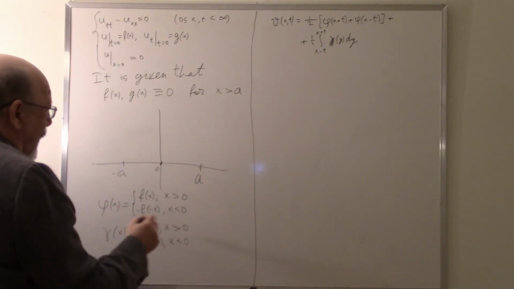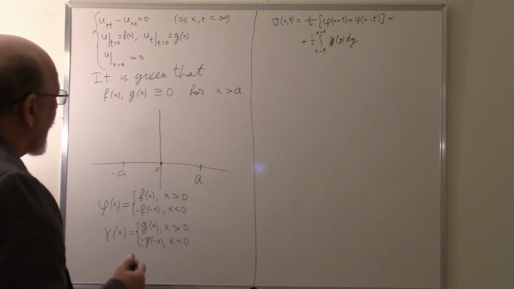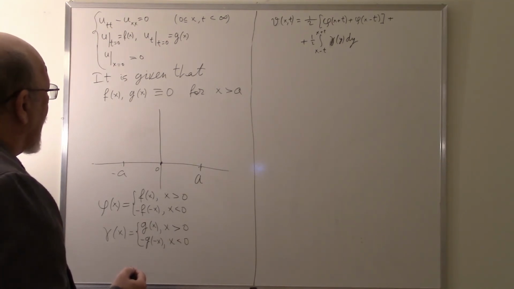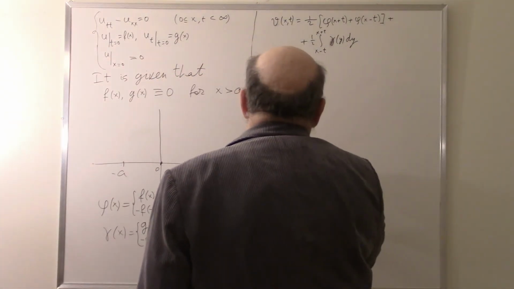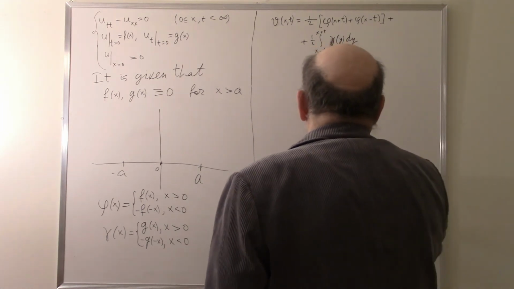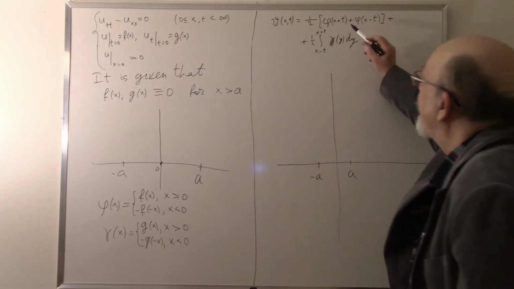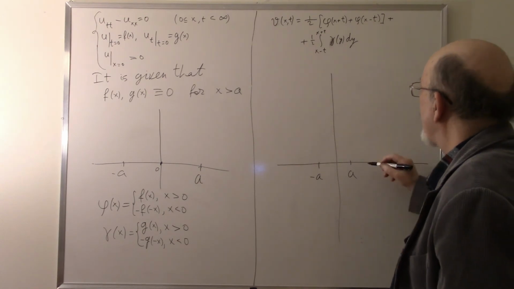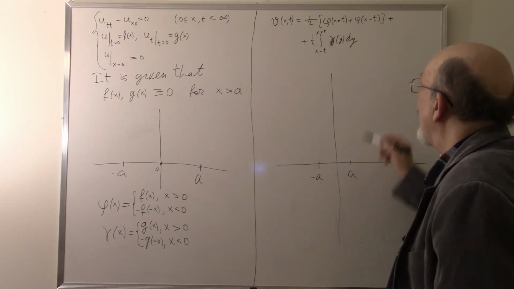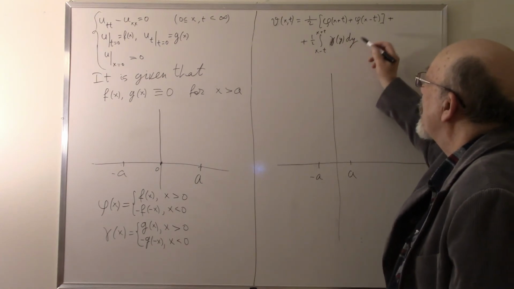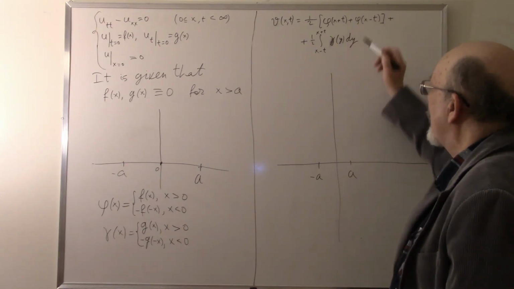Yes? Because of the difference. And the same for gamma. So phi and gamma are 0 outside of the segment from minus a to a. Let me draw it in more detail. So it is minus a. If x plus t is somewhere to the right of a, and x minus t also, if x plus t and x minus t are beyond this segment, then the first term is 0, because this is 0 and this is 0.